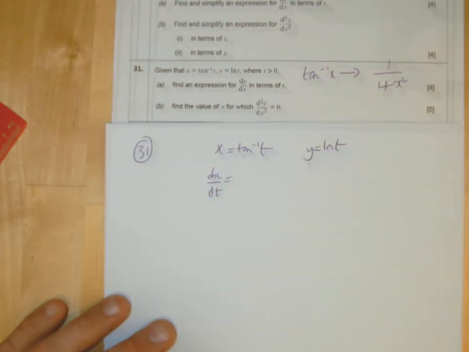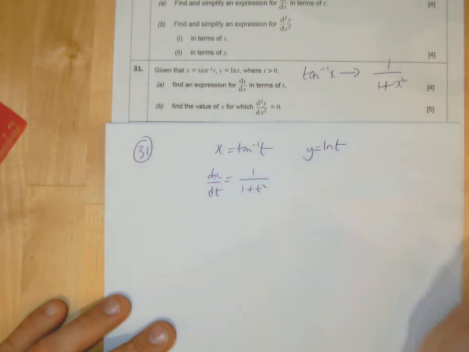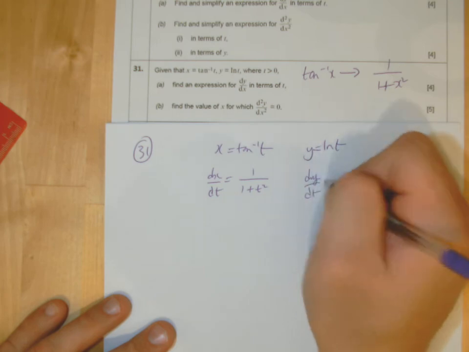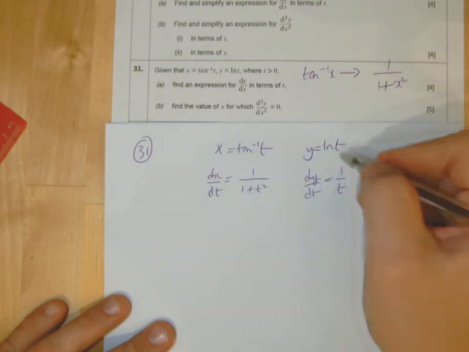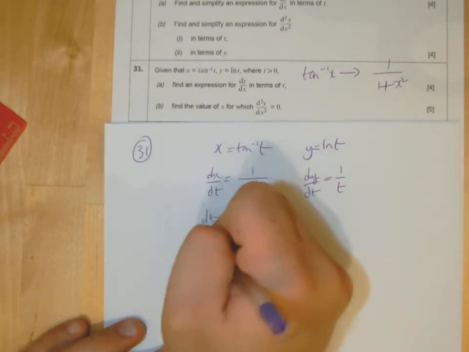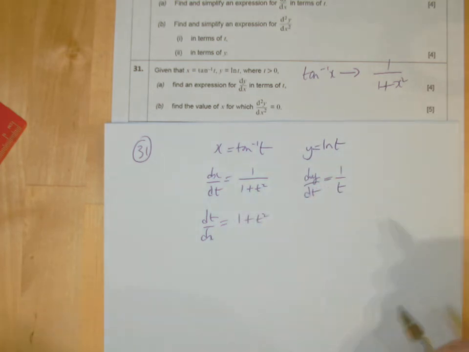Now, because we've got t here, there'll be 1 over 1 plus t squared. And dy/dt will equal 1 over t, because when you differentiate ln t, you get 1 over t. Now remember, dt/dx is what we need, so you need to flip this. So that's easy then, because you get 1 plus t squared.